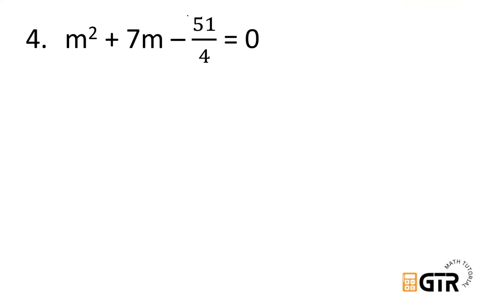So medyo humihirap lang ng konti sa method na completing the square kapag may ganitong fraction. Okay? So ang gagawin na natin, next step na tayo, isolate natin yung constant term, yung number lang. Okay? So therefore, we have m squared plus 7m equals negative dito sa left. Pag lumipat, magiging siyang positive 51 over 4.